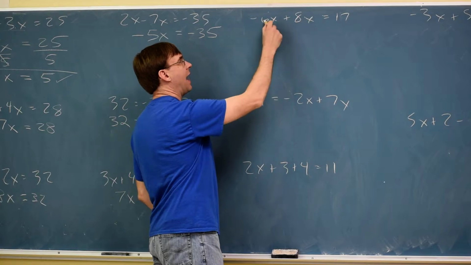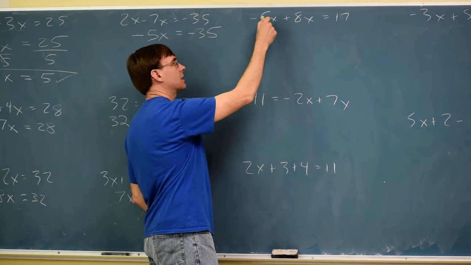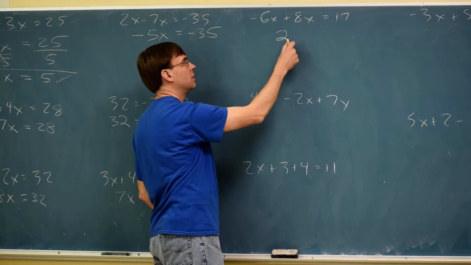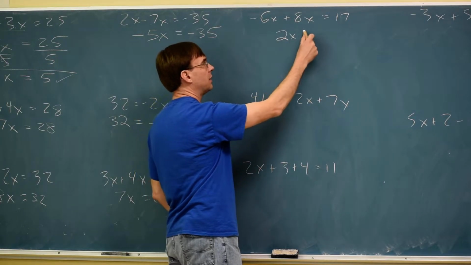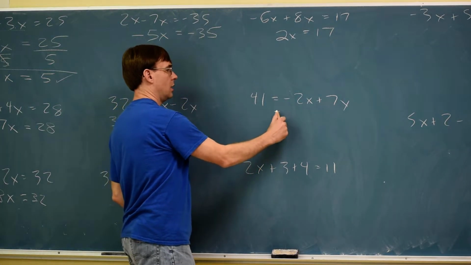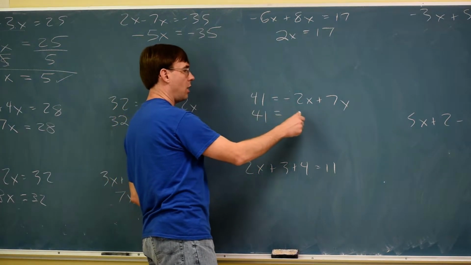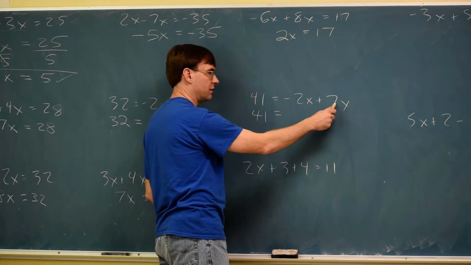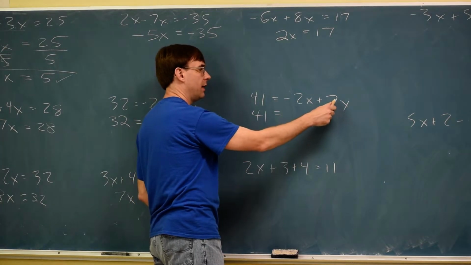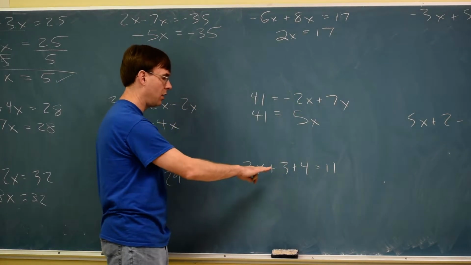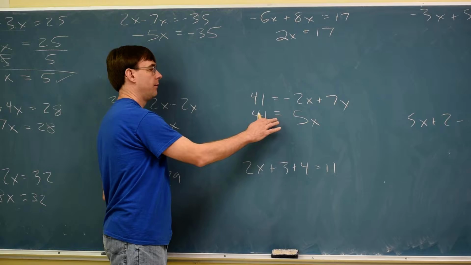For this, if I add these, it's a negative 6, it's a positive 8, so it depends on the bigger, which is positive. We subtract to get 2. Keep the x and the equals and the 17. This, we keep the 41 and the equals and the x. Just look to add negative 2 with positive 7. When they're different, it depends on the bigger one, and we subtract. And I'm not going to take that one on because that one's going to be a little different.